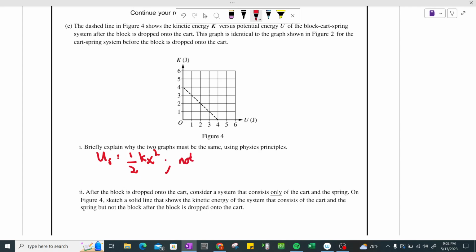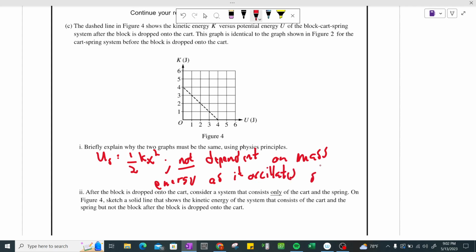It is not dependent on the mass. So adding extra mass at the end of that spring is not going to give it more potential energy. Since energy is still conserved in both cases, we know that the kinetic would be the same. Let's say energy as it oscillates is still conserved.